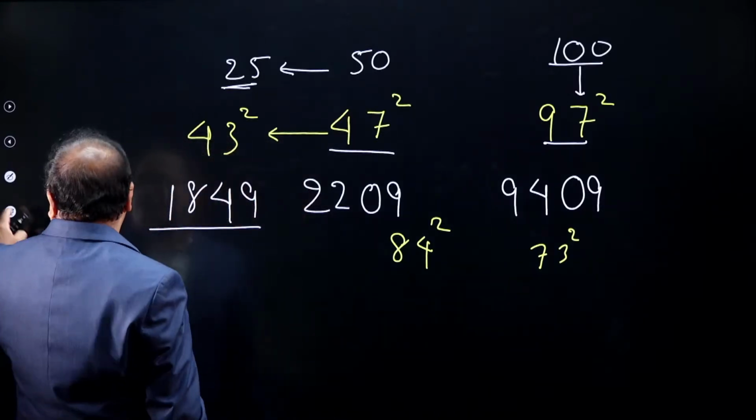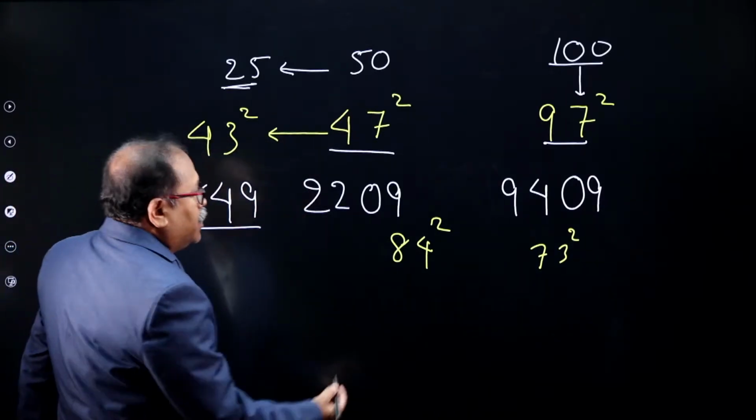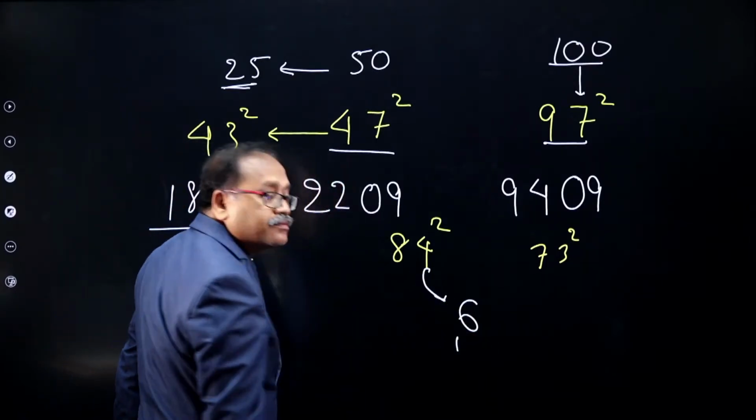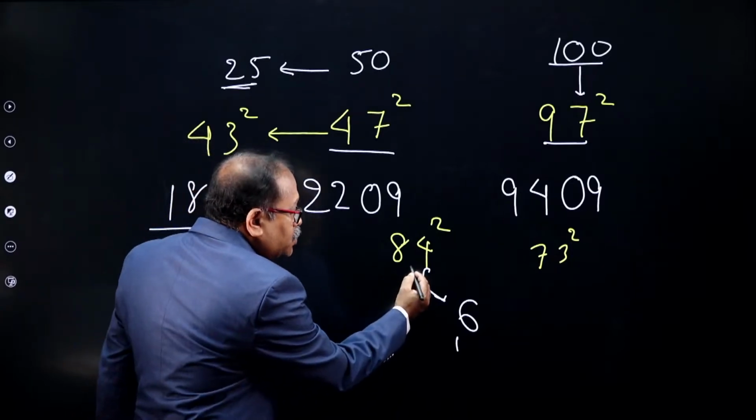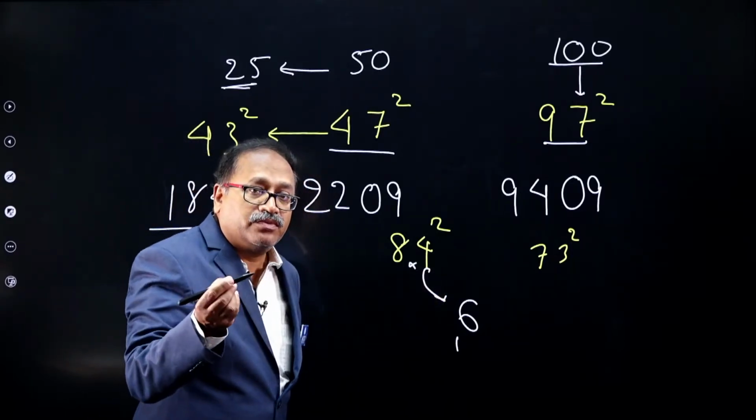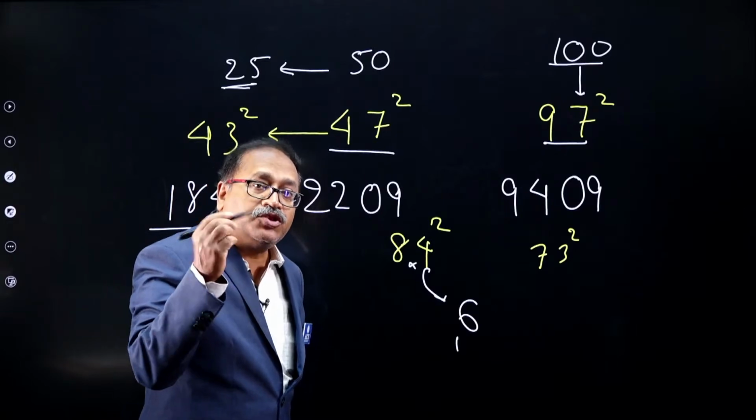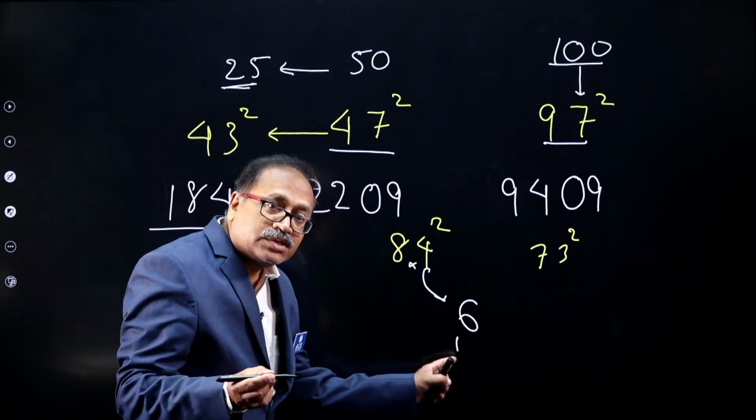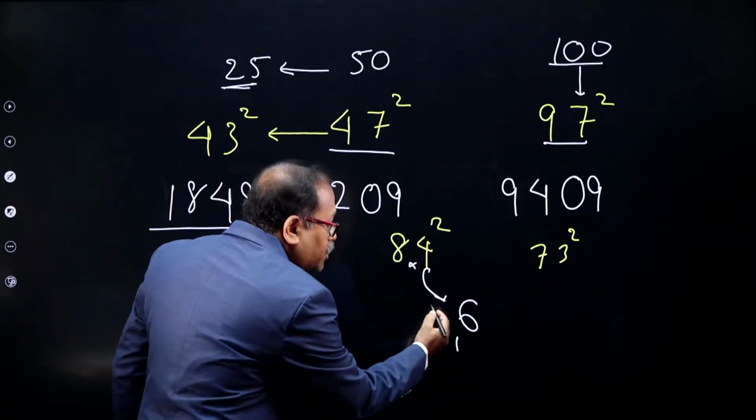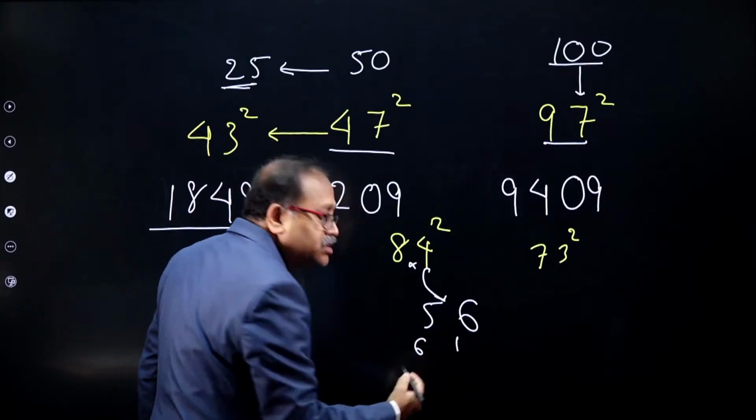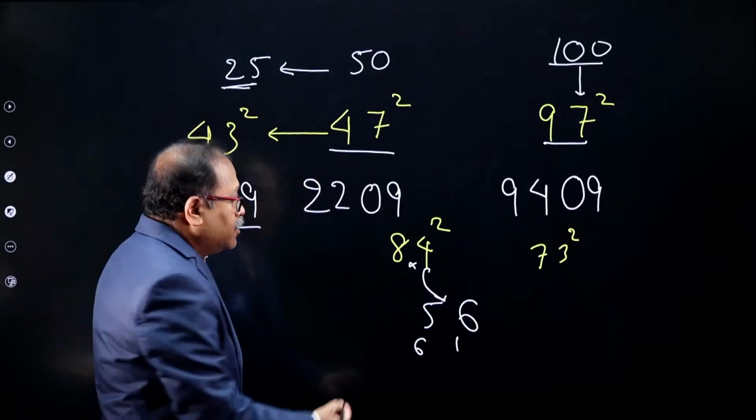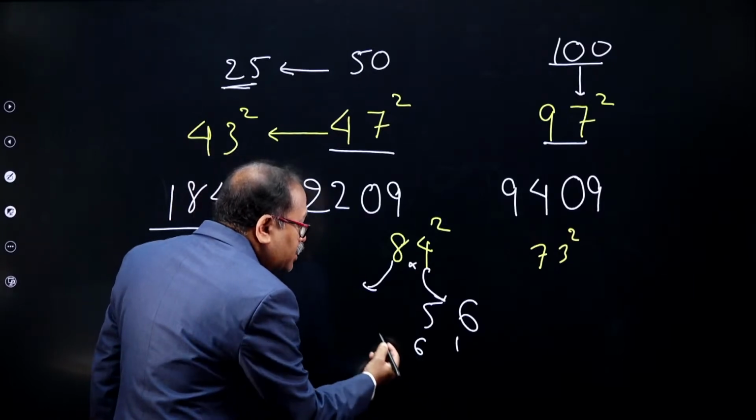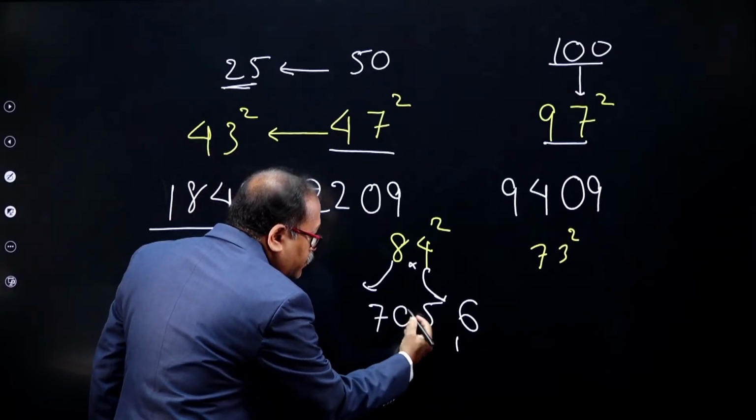Watch it, my friends. Then finally, here I will take the 4 square, which is 16, carry 1. Multiply these two, 8 times 4 is 32. And double it. 32 double is 64. 64 plus 1, 65. So take the 5 over here and 6 carry. Then take the 8 square, 64. 64 plus 6 is 70.